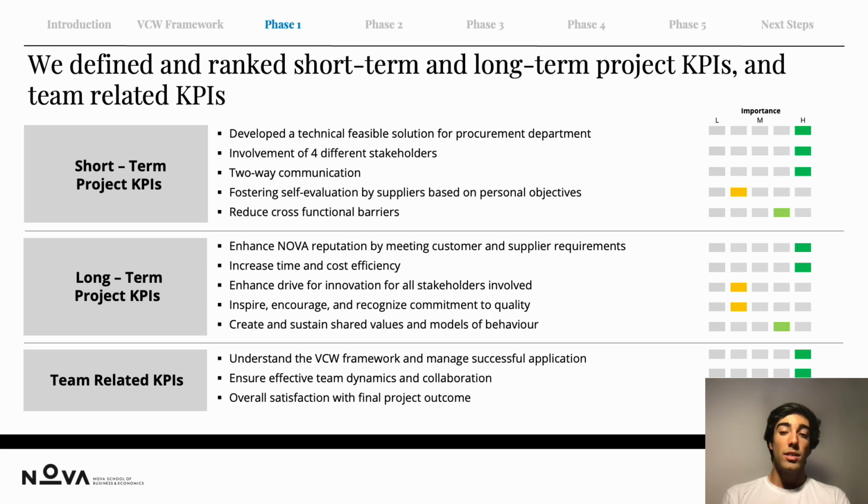In the short-term KPIs, we had the development of a technically feasible solution for the procurement department, the involvement of four different stakeholders, and also the creation of a two-way communication. On the long term, we had the objective to enhance Nova's reputation by meeting customer and supplier requirements and to increase time and cost efficiency. Finally, on the team-related KPIs, all of them were important. The KPIs were to understand the value creation wheel framework and to manage successful application of it, to ensure an effective team dynamic and collaboration, and also the overall satisfaction with the final project outcome.